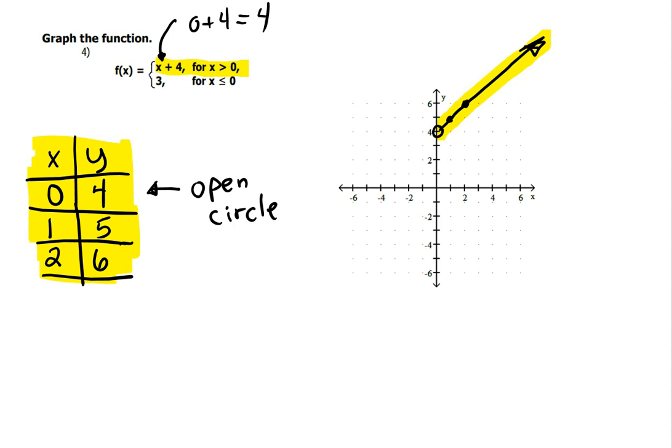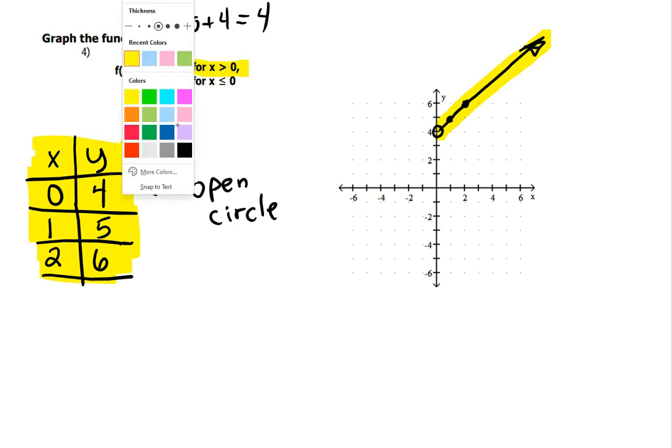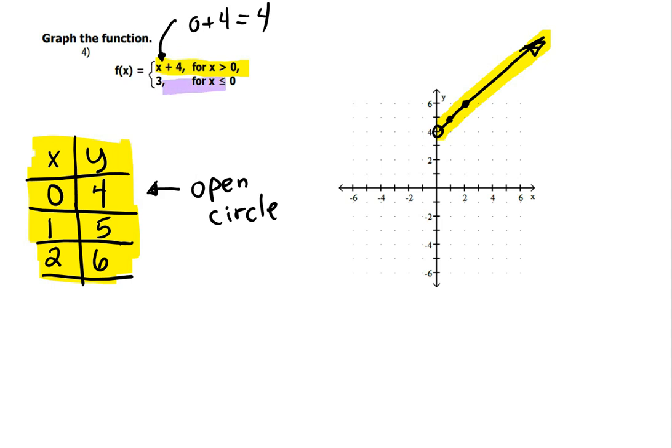And then the other one, in purple this time, we want just a horizontal line going through the y-axis at 3, but that would be less than or equal to 0. So I'm going to start at 3 with a solid dot, but then I only want the horizontal line going to the left because I can only have that part of it. And that would be this graph. And there's my answer. Isn't that lovely? Hope that made sense.